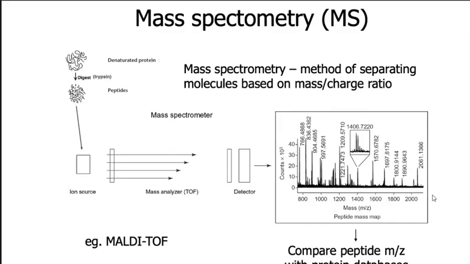Then we can compare the molecular mass with the protein database. From this we can know the molecular mass, and we get the separation of the molecules based on the mass-to-charge ratio, and in this way we can identify the protein.